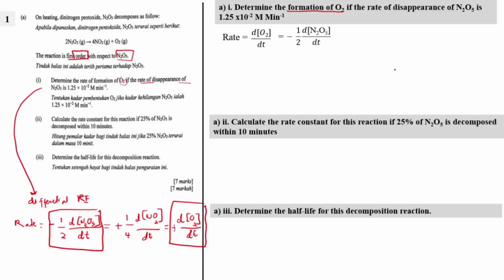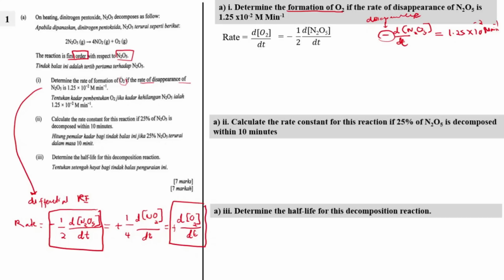The rate of disappearance is given as 1.25, and the disappearance here is indicated by the negative sign. So you know that the d over dt of N2O5 is equal to 1.25 times 10 to the power of negative 2 molar per minute. The negative here represents a disappearance.